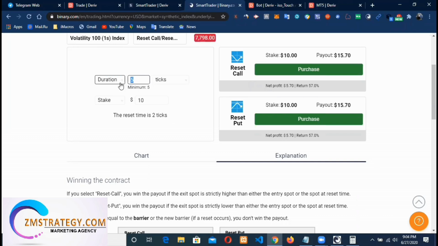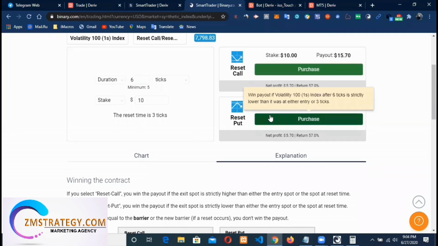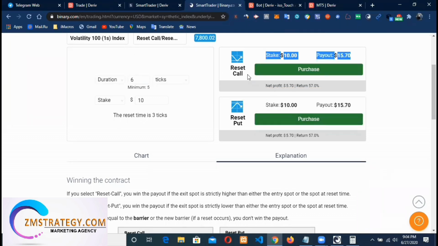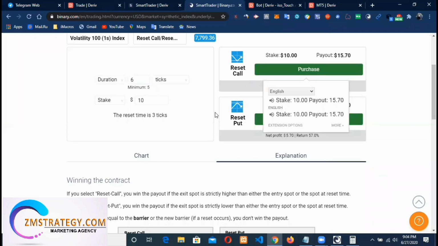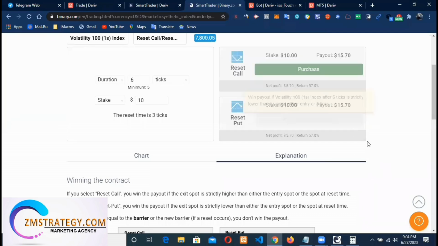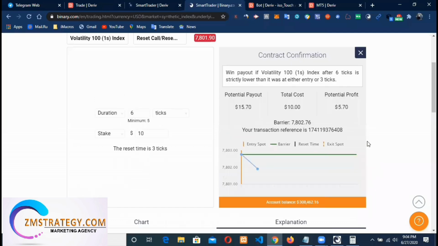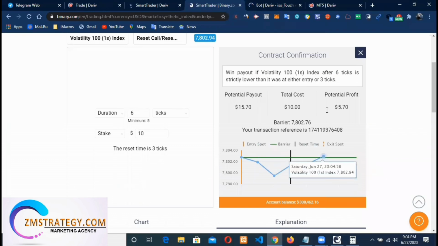Lower than the first one. Yeah, this is how it is. It depends on where the market moves at that particular time. That is when the market will reset and form a new barrier. Okay, so let's say we are using reset put now, for example, where we are saying that the market will go down. After 3 times, here's another barrier.